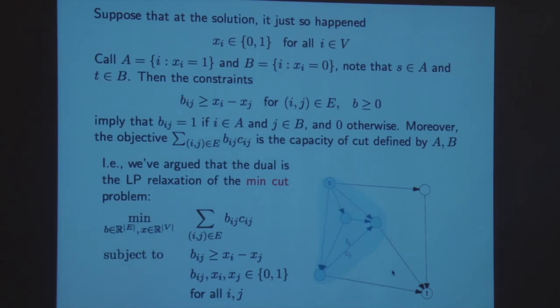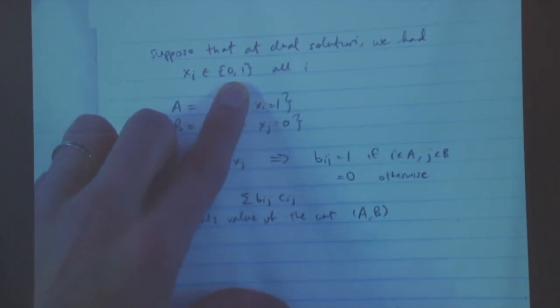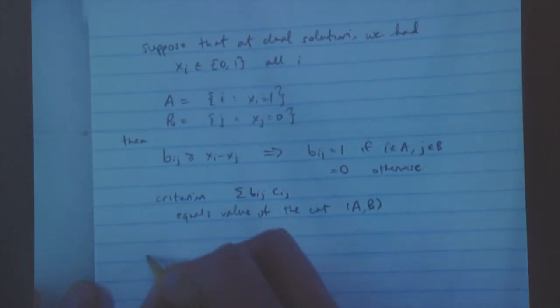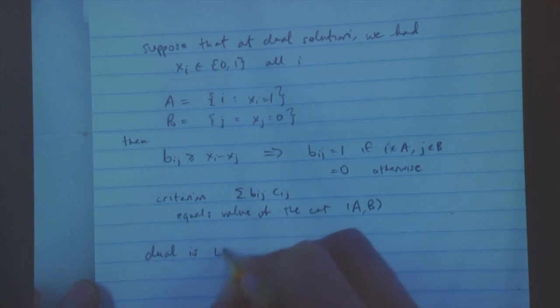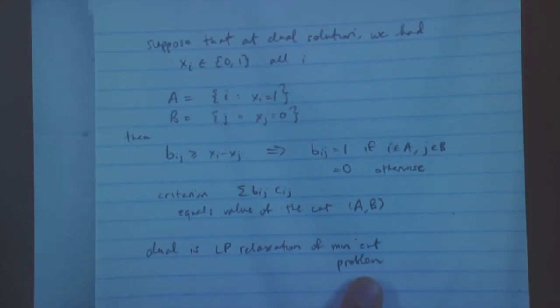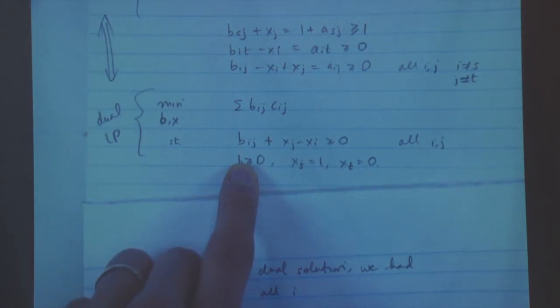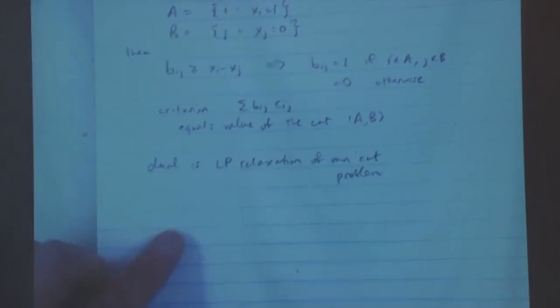So we've argued that if we were to further constrain the dual problem by taking xi to be binary, then we get the min-cut problem. So in other words, we've said that the dual is the LP relaxation of the min-cut problem, which forces all the components of x and b to be binary. Our dual problem doesn't have this constraint. It just forces them to be between 0 and 1, essentially. Those constraints are implicit there. So the dual is intimately related to the min-cut problem.